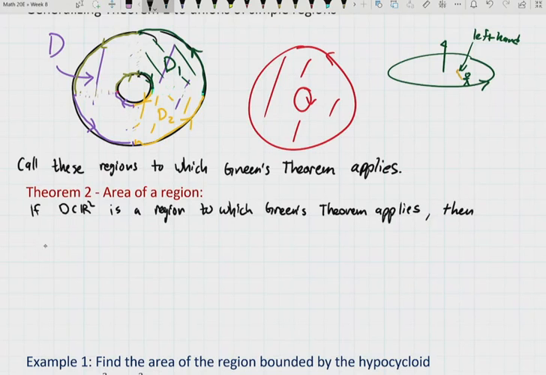then the area of the region is 1/2 the integral of x dy minus y dx over the boundary of the region.